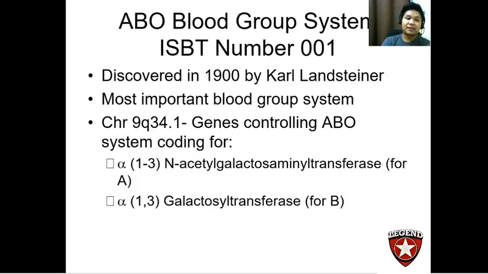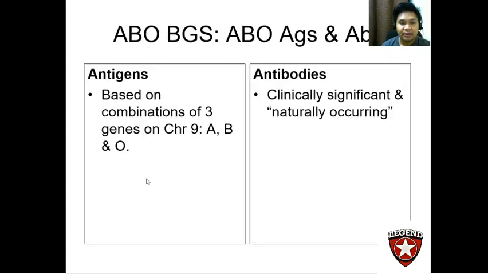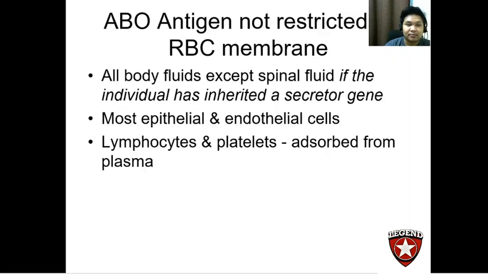The ABO Blood Group System is designated as ISBT number 001, and this is considered to be the most important blood group system. The genes controlling your ABO system are found on chromosome 9. The antigens of the ABO blood group are your A, B, and O, or A, B, and H. The antibodies are described to be clinically significant and naturally occurring.